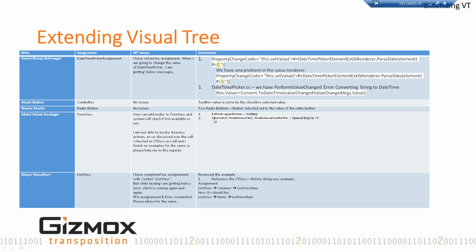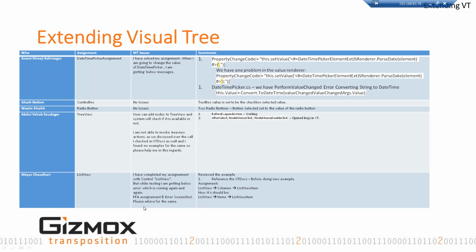The second issue was in the tree view, Abdul, as we talked. The before expand action is working. I have added a few items to the first node and tried to expand it, so it's working. The problem is with after select, node mouse click, and node mouse double click. So I have also sent it to the QA to check, and I hope it will be fixed in a few days.